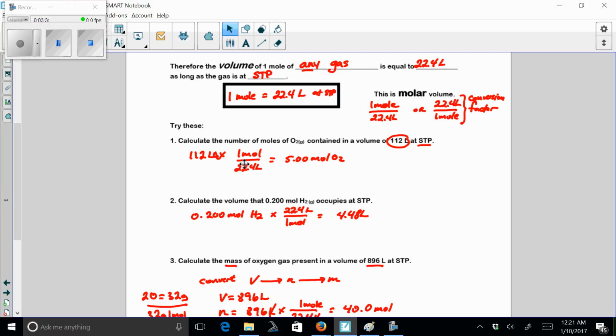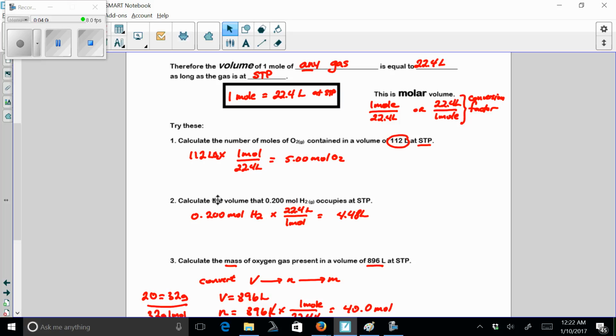What I have here is I want to know how many moles there are in 112 liters of oxygen. Well, it's like any gas. I know that 1 mole is equal to 22.4 liters. So I just use the appropriate conversion factor. Here I want to get rid of liters, so the liters are at the bottom. 112 liters divided by 22.4 gives me 5.00 moles of oxygen.